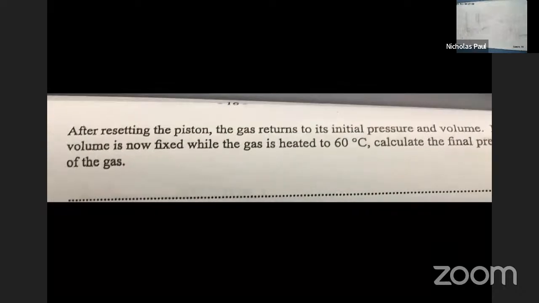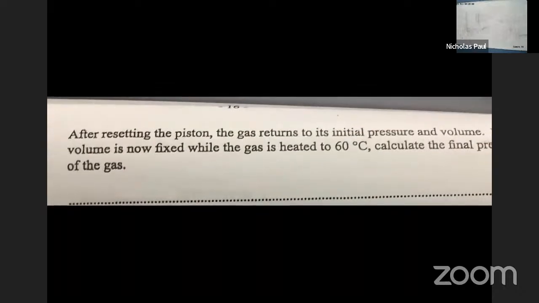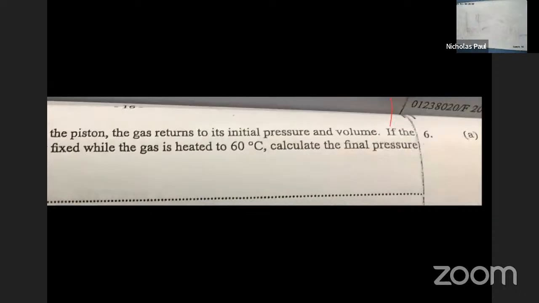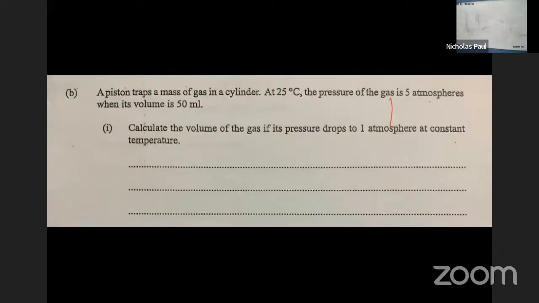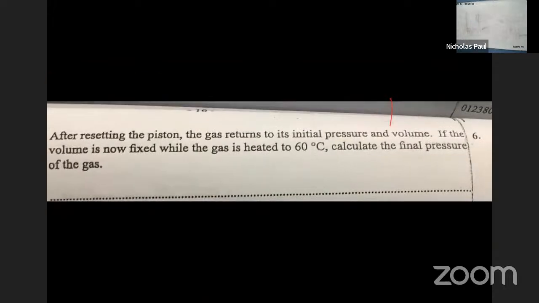After resetting the piston, the gas returns to its initial pressure and volume. Right? The initial pressure was 5 atmospheres and the original volume was 50. If the volume is now fixed while the gas is heated to 60, find the final pressure.